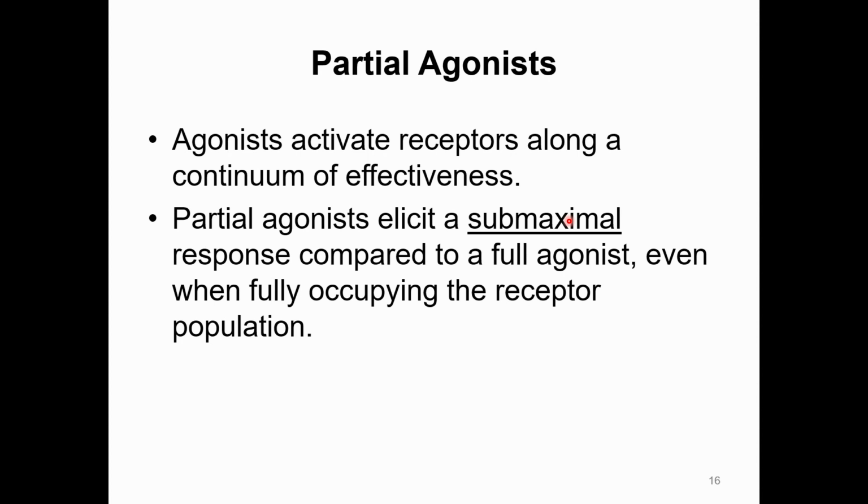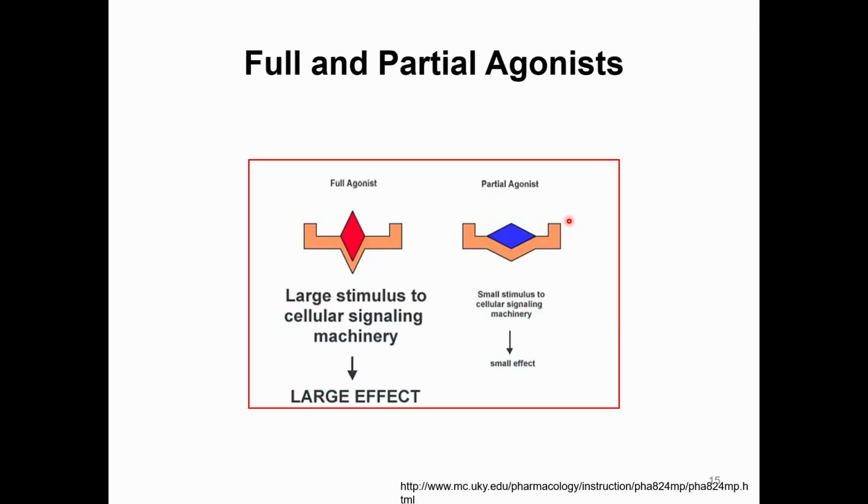One thing I would say: agonists can activate receptors along a continuum of effectiveness, so one drug might differ from another. You still have this occupancy theory going on at the same time: the more drug you add, the bigger the response. But in general, partial agonists elicit a submaximal response compared to the full agonist, even when fully occupying the receptor population. So that's a real difference there.